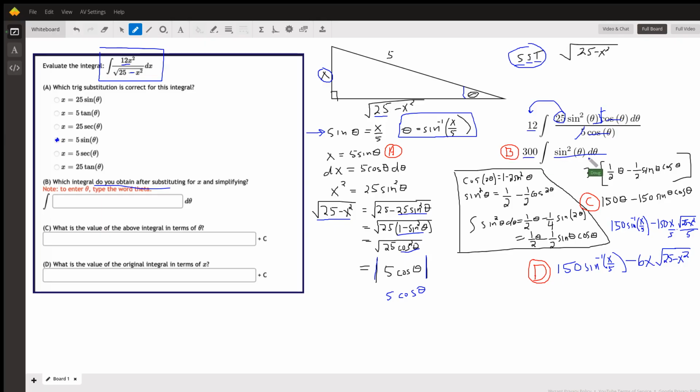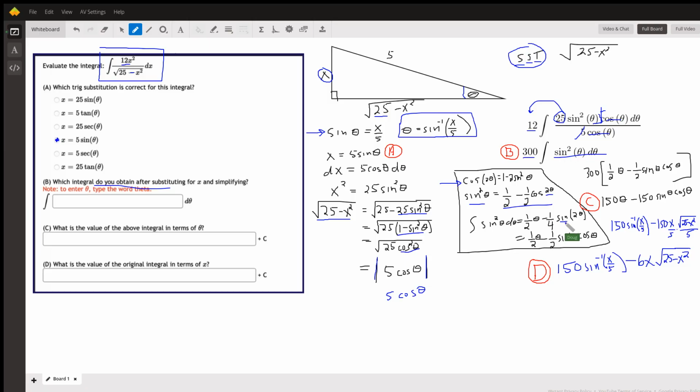To get an antiderivative for sine squared, we use this trig identity. One of the identities for cosine of twice an angle is 1 minus 2 sine squared. Solving for sine squared, we get this. And if we take the antiderivative of that, the antiderivative of 1/2 is 1/2 theta. Kind of using a u substitution here. u equals 2 theta, so du equals 2 d theta. The antiderivative of cosine is sine.